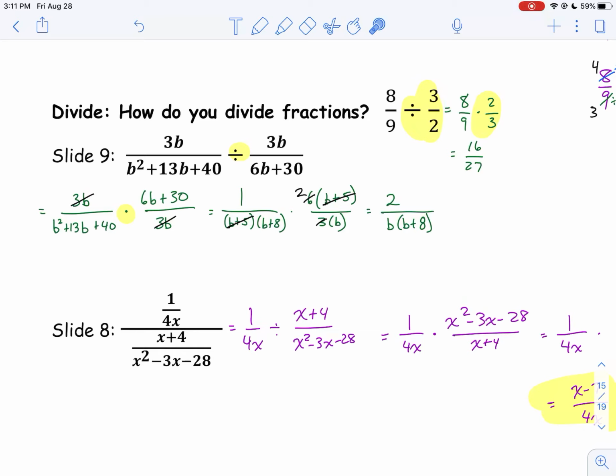Factor the numerator. I can divide 6 out of each term. I get b plus 5. The 6 divided by 3 is 2. b plus 5 divided by b plus 5 cancels. We get 2 over b times b plus 8.